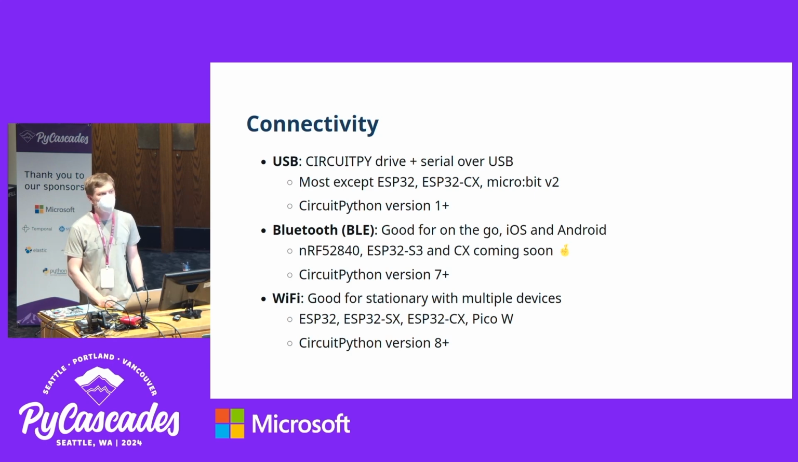Wi-Fi is really good if you're in your house and you have a bunch of sensors and you don't want to have to like track them all down. You could just kind of say, hey, who is out there, and get all of them and do that.